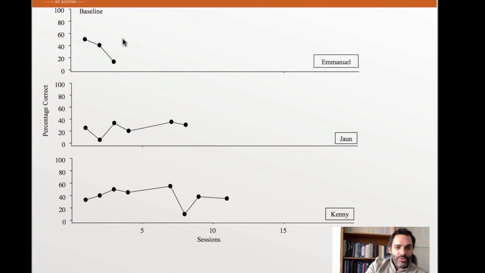If we look at Emmanuel's data, we see a relatively stable decreasing trend in correct academic responding. With Juan, we see relatively stable data that are occurring at a relatively low level. And with Kenny, we also see relatively stable data with one outlier here. All of the data are falling within a relatively consistent range here between 35 and 60%.